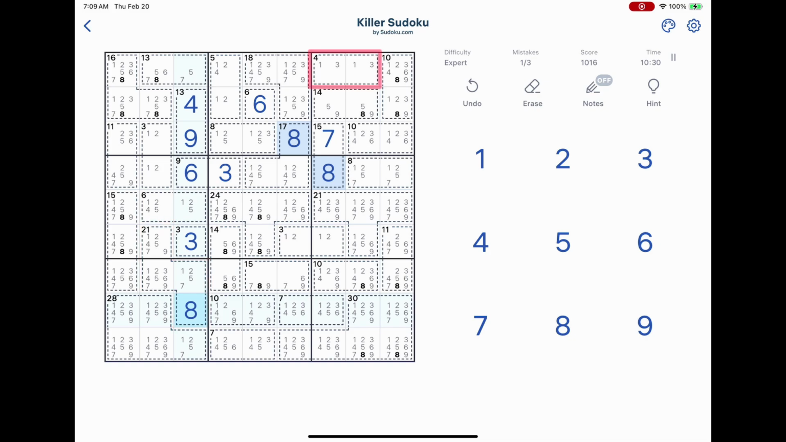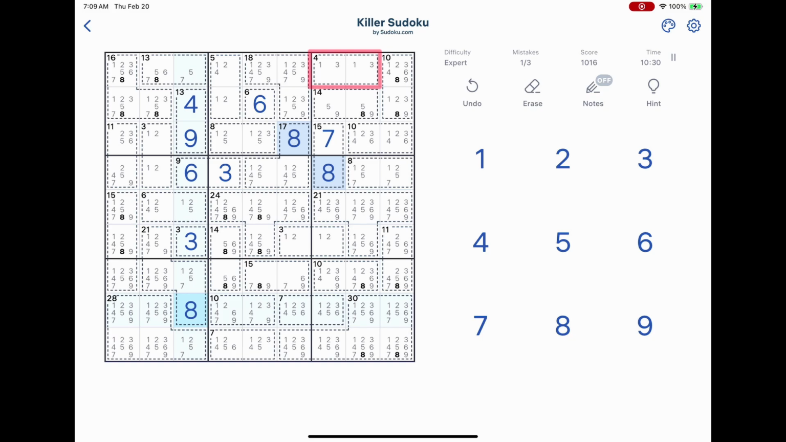Now, look at the 1-3 double in block 3. We know that one of those squares contains a 1 and the other one contains a 3, although we don't know which is which at this point. However, we do know that none of the other squares in block 3 and row 1 can contain a 1 or a 3.